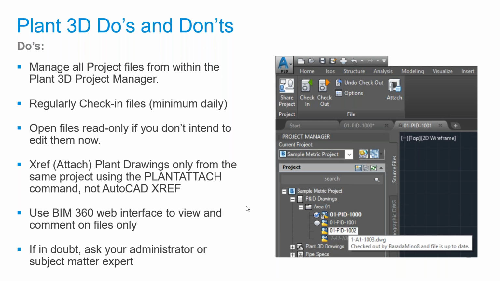Yeah. So really recommend using the BIM 360 web interface, the website itself, just to view and comment on files only. There are some options in there with Docs where you can do some markups, things like that, and I believe those are okay. You just want to make sure that you don't modify any of the actual physical files. We'll cover that in the don't section here. If in doubt, ask an administrator or a subject matter expert on your team before you do anything that might cause an issue, and they can let you know if it's okay or not.